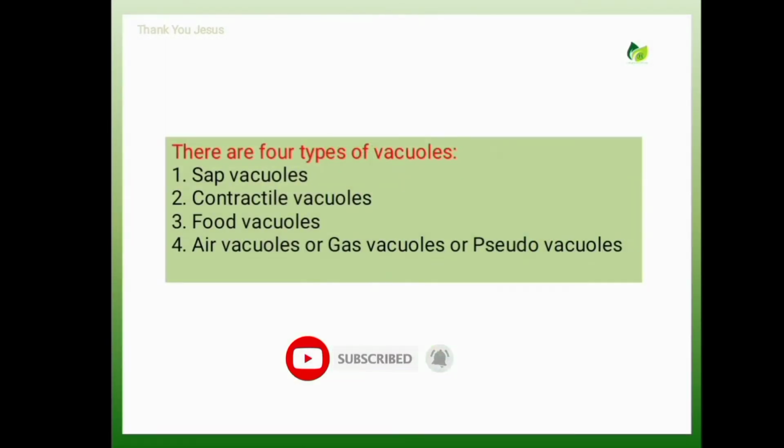Okay, so generally there are 4 types of vacuoles. Let's see one by one. They are, first one, sap vacuoles. Second type is called contractile vacuoles. Third one is nothing but food vacuoles. Fourth one, air vacuoles or gas vacuoles or pseudo vacuoles. Let's discuss one by one.